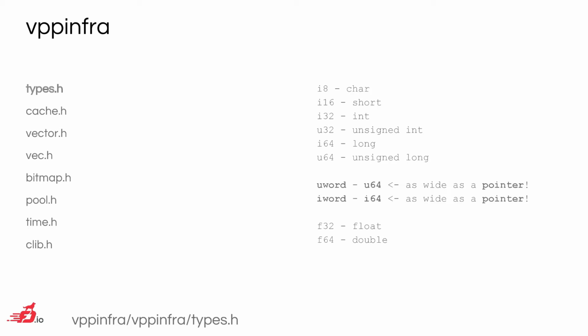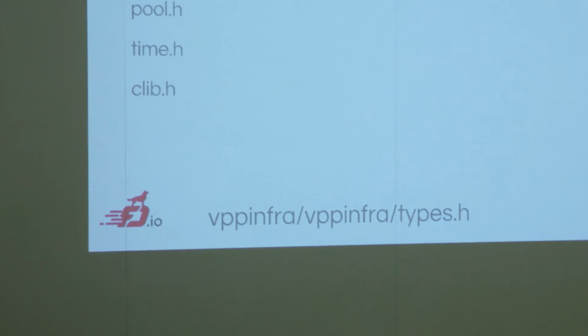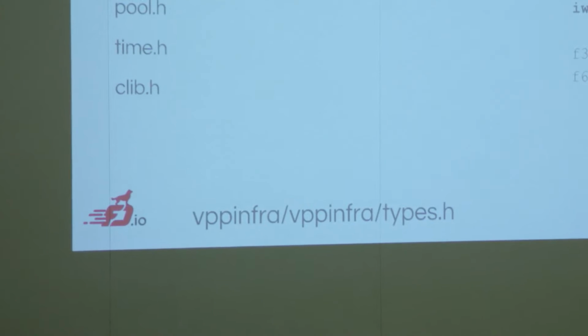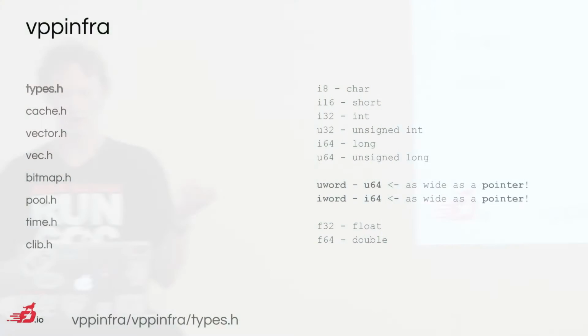So the first thing in VPP infra is types.h. Now I'm going to keep, hopefully the people at the back can read down the bottom here. If not, I'll just refer to it. And if I need to, I can switch to the code itself. But types.h is where we define a whole bunch of types you're going to see. So if you go through the code and you see things like I8, I32, this is what they refer to. That's just to keep things consistent.